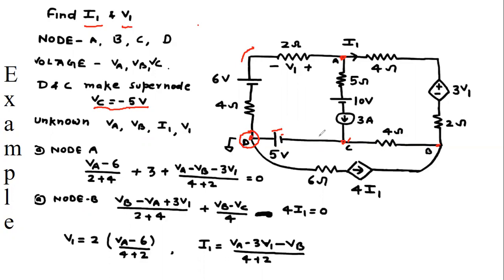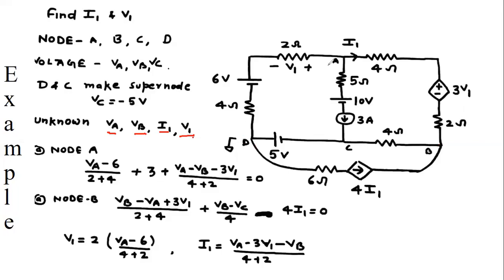So now the unknown variables in my question are VA, VB and V1, because we have one dependent voltage source depending upon V1. So one unknown variable is V1. And second, the circuit has a dependent current source depending upon the current, so the fourth variable is I1. So my circuit's total unknown variables are VA, VB, I1 and V1. So to solve this problem, we require a total of 4 equations.